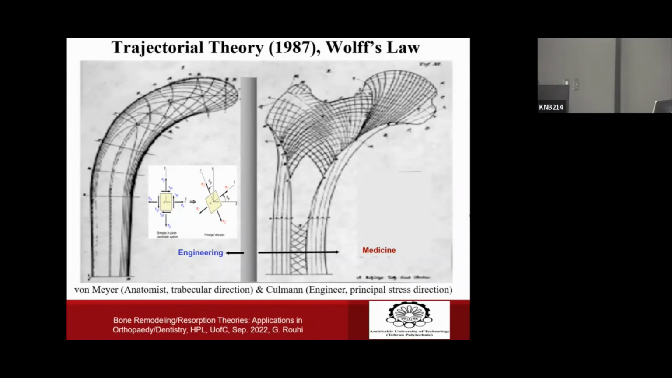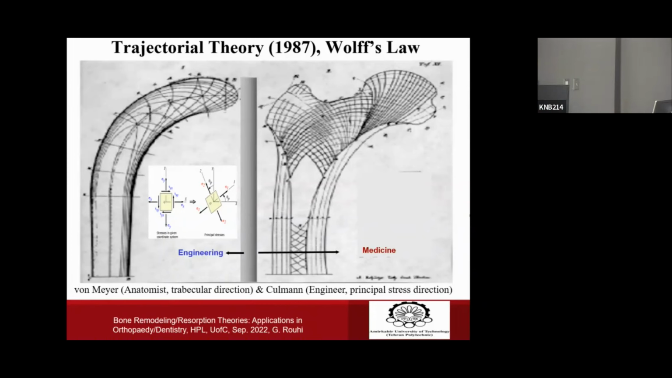Let me ask you a question. Don't you see some similarities between the proximal femur trabeculae and principal stresses in the crane designed by an engineer? They discussed this similarity, and at the end of the day, they came up with a theory, the so-called trajectorial theory. Trajectorial theory says that trabeculae are aligned with the principal stress direction. So trabeculae are not distributed randomly in this space. Spongy bone trabeculae are aligned with the principal stress direction.